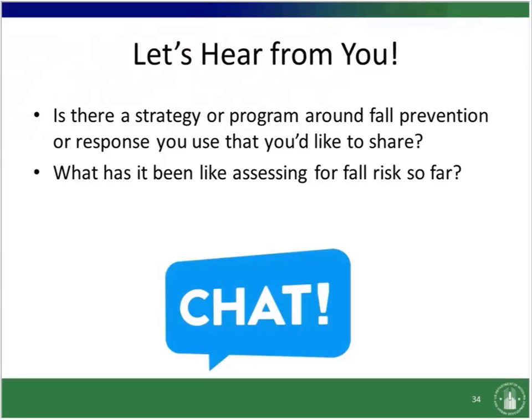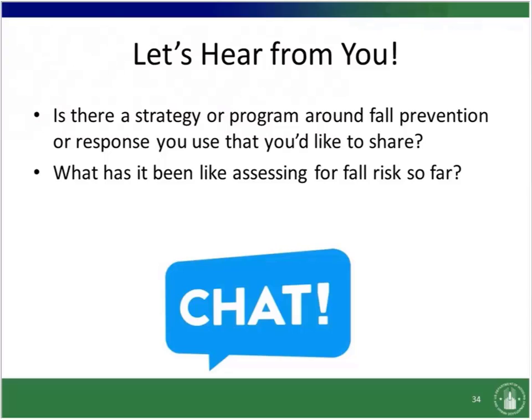So many of you all are well into the stage where you are conducting the health and wellness assessment, and as part of that, as Dr. Kasi shared earlier, there is the falls risk portion. And so we just want to hear from you, as we come to close, just what has it been like assessing for falls risk, and then any strategy or program that you've used.